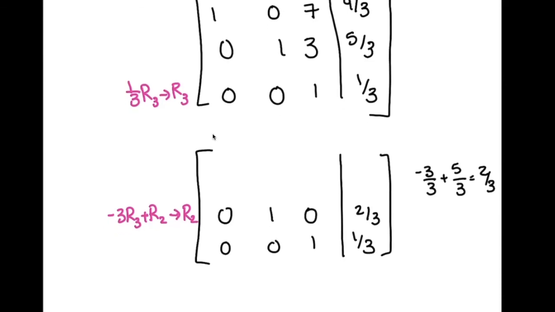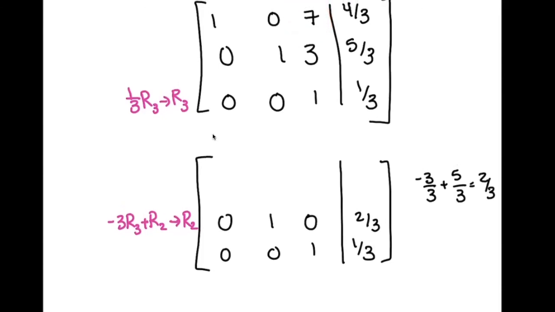Okay, now let's turn the 7 into a 0. So how do I do that? Multiply by a negative 7 on row 3, add it to row 1, put it in row 1. So 0 times negative 7 is 0 plus 1, that gives me 1. 0 times negative 7 is 0 plus 0, that's 0. 1 times negative 7 is negative 7 plus 7, 0. Let's do some work over here. So we have negative 7 thirds plus 4 thirds. Simplify that down, we get negative 3 over 3, so negative 1.